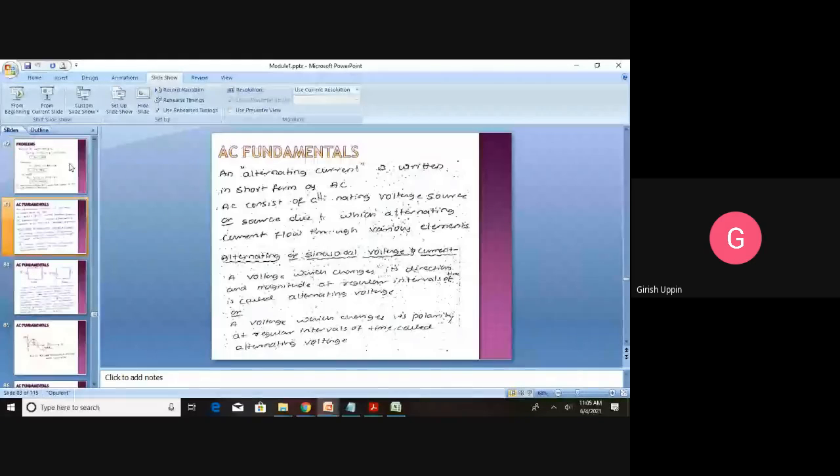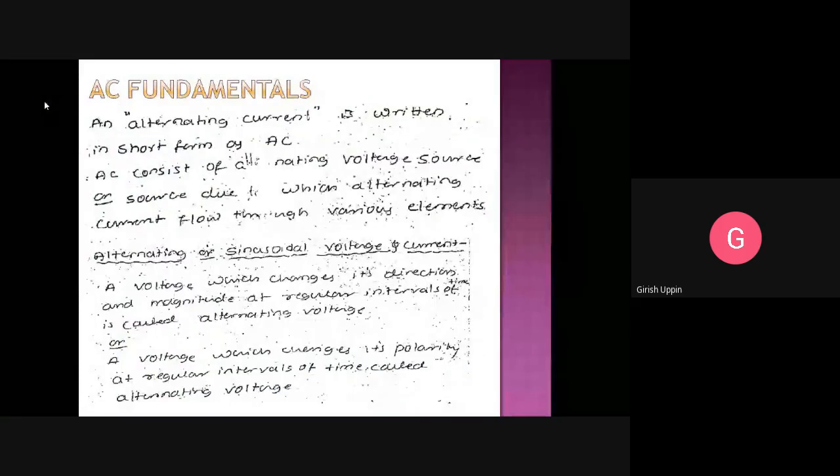So alternating current, what is the alternating current? Alternating current is the current or the voltage which changes continuously, right? It changes continuously in the sense either it will change in the magnitude or it will change in the direction. So it will be continuously changing. And alternating current is written in short form as AC. AC consists of all the voltage sources or the sources due to which that alternating current flows through the various elements.